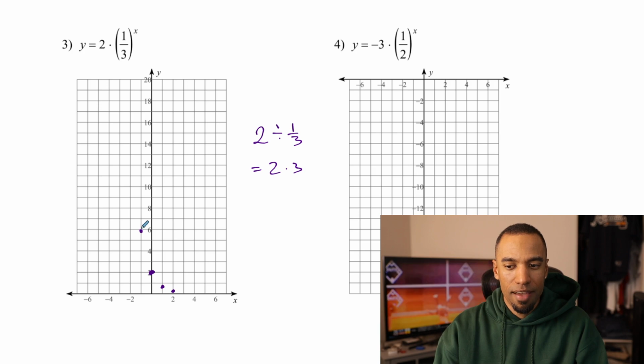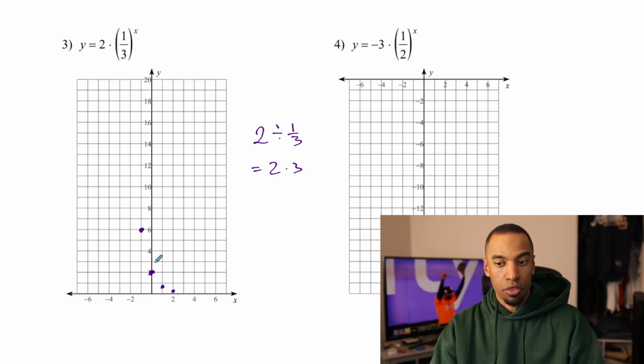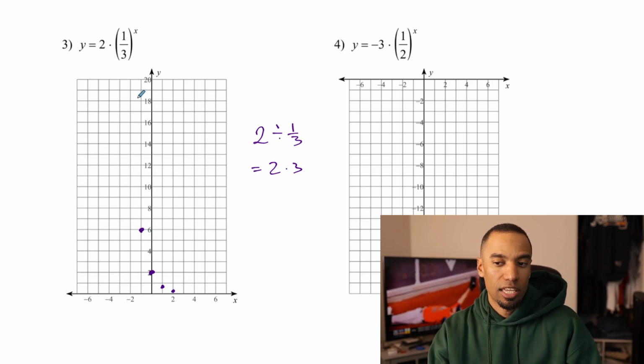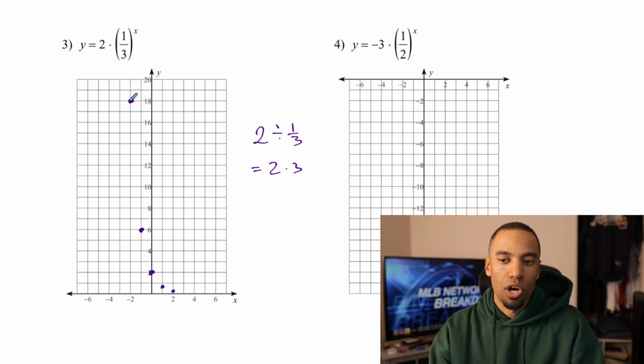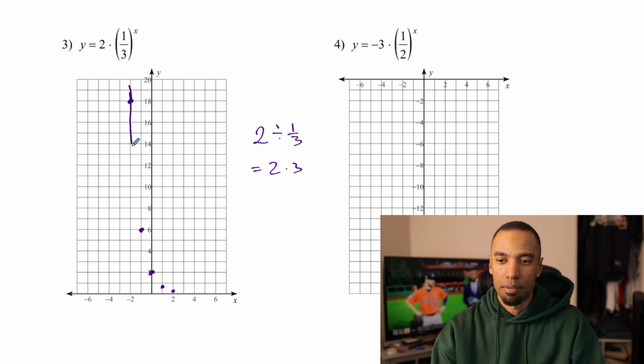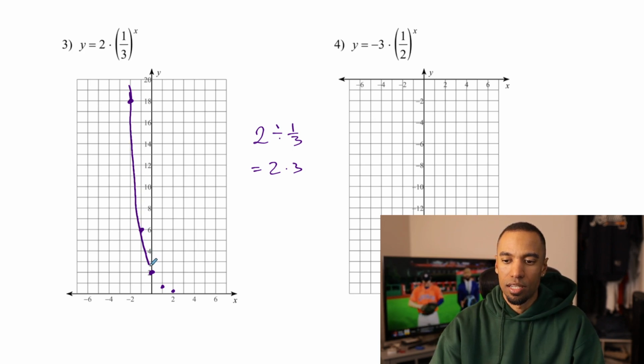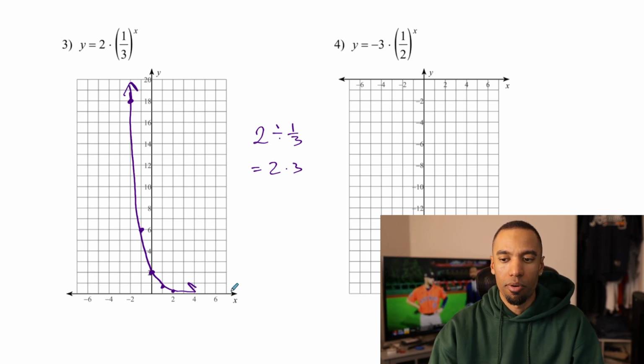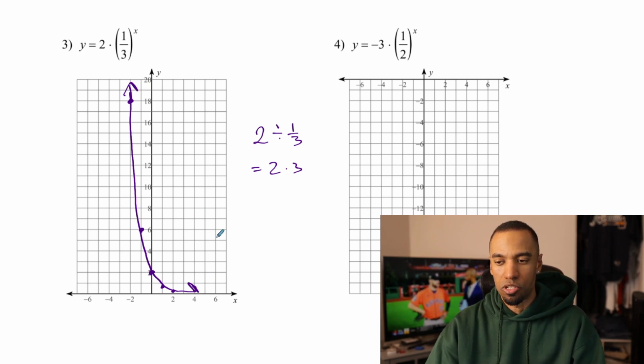I am tripling my values because I have to take 1/3 of 6 to get 2, and 1/3 of what gets me 6? Well, 18. So as I go to the left each time, I'm becoming 3 times larger as it becomes 3 times smaller when I go to the right. This is known as positive exponential decay. We've seen some decay from the previous word problems we were talking about where things decrease by certain amounts.